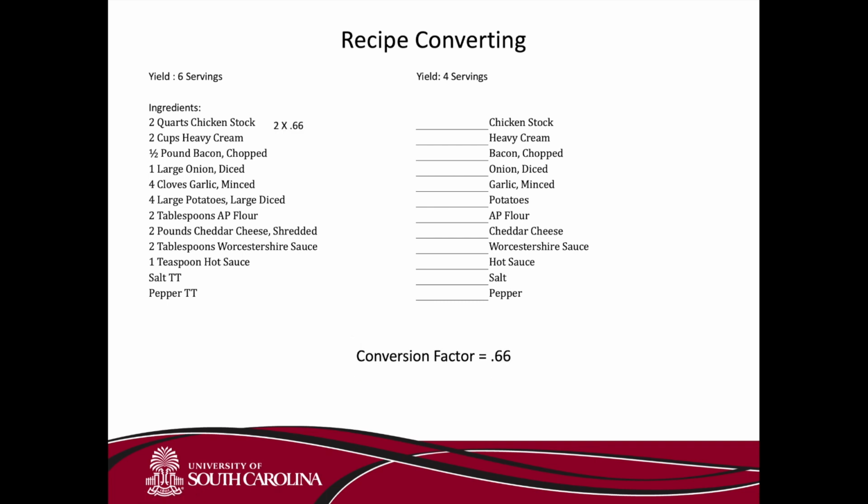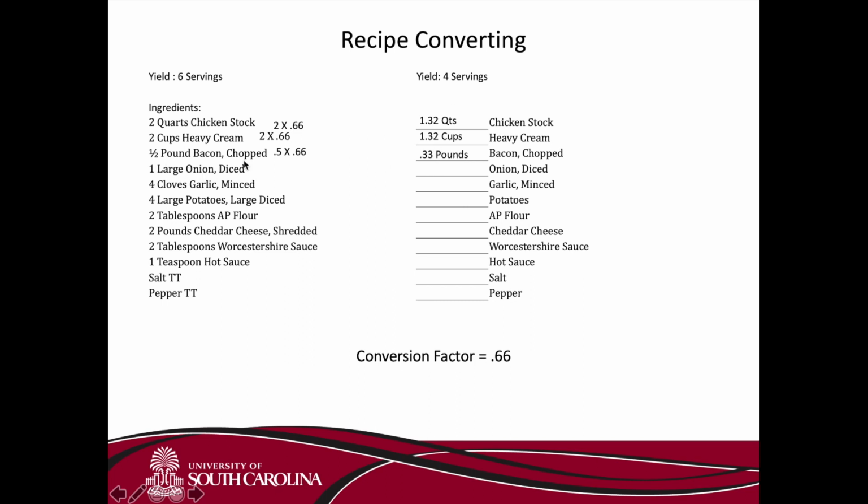All right, so let's look at that. So if we have 2 quarts of chicken stock, we're going to multiply 2 by 0.66, and it gives us 1.32 quarts. The next one is going to be 2 cups of heavy cream, 1.32 cups. We have half a pound of bacon. So if your calculator doesn't do fractions, just know half is 0.5, right? So 0.5 times 0.66 gives us 0.33 pounds.